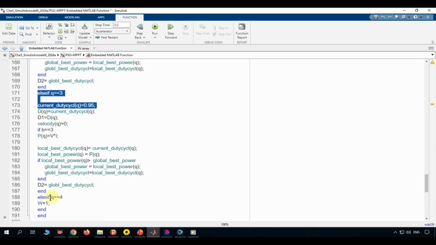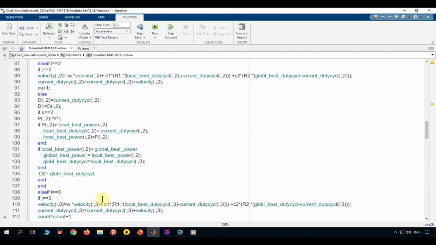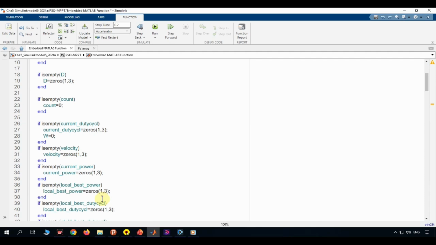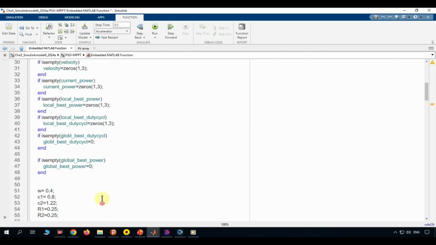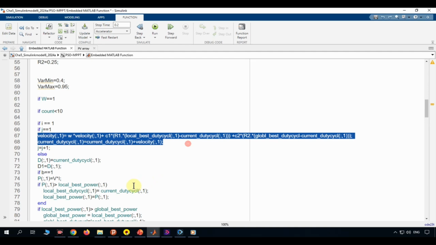When Q reaches 4, the variable W is set to 1. This is the transition point between initialization and optimization. Before this point, the algorithm is assigning the initial duty cycles to the particles. After this point, the PSO velocity and position equations become active. In other words, W acts as a mode selector between initialization and the optimization process.